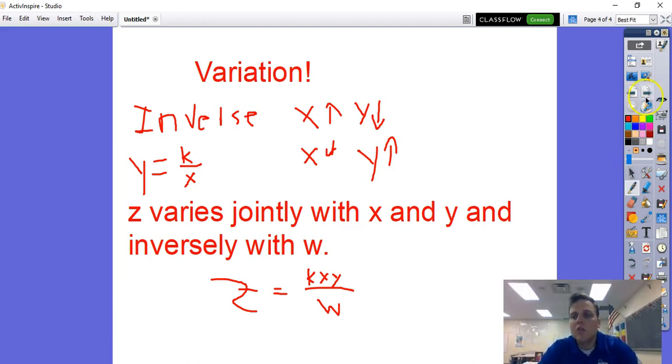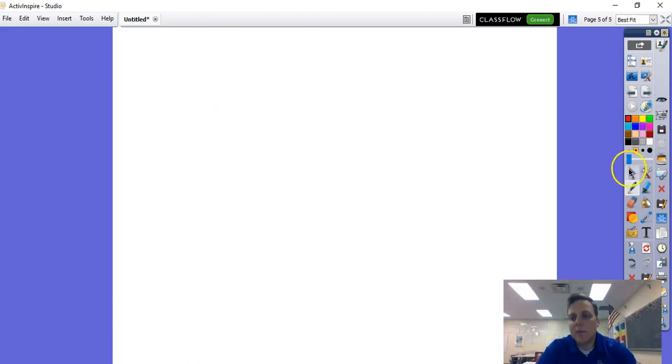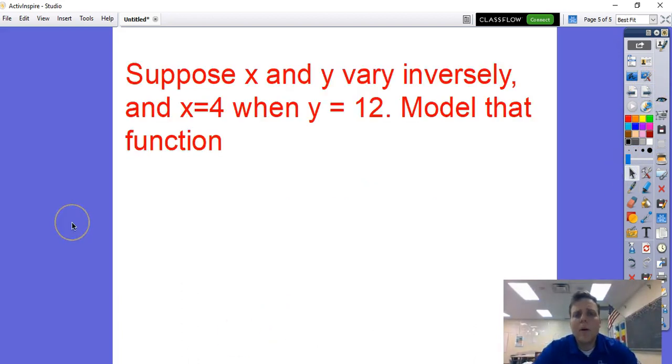Okay, so let's look at an example. Suppose x and y vary inversely, and x equals 4 when y equals 12. Model that function. First off, let's think about what this means.